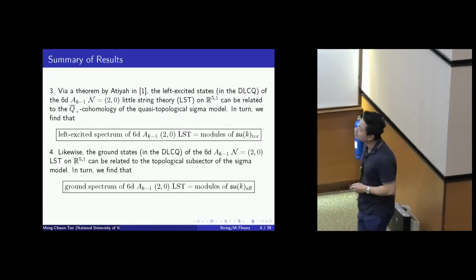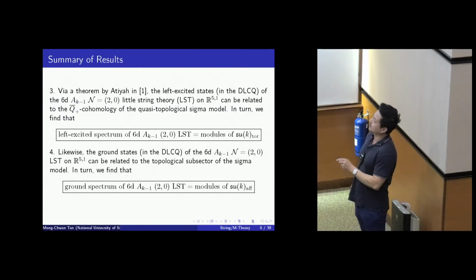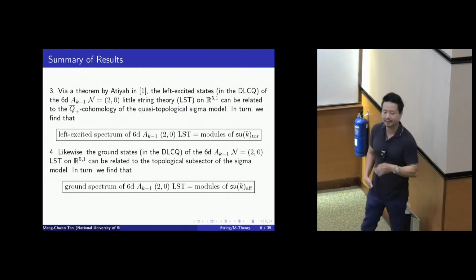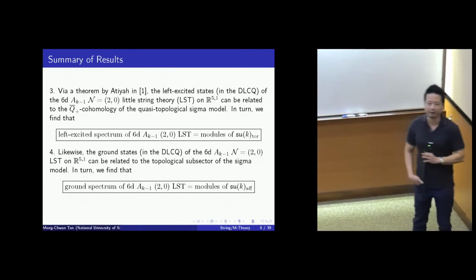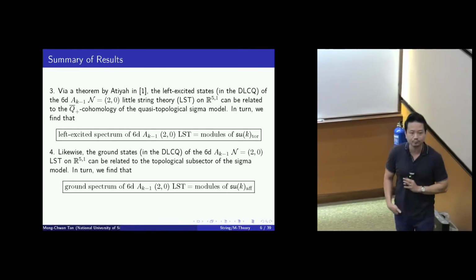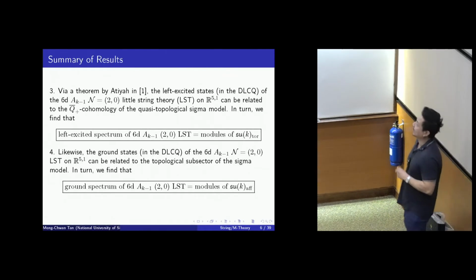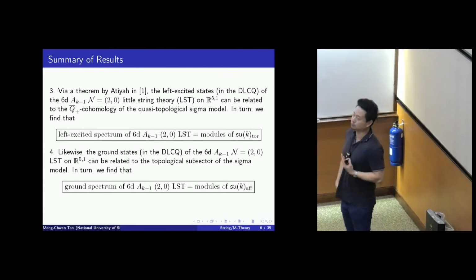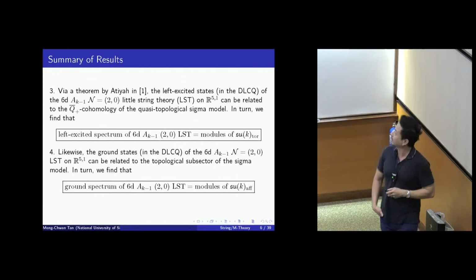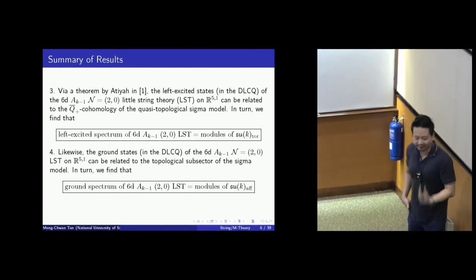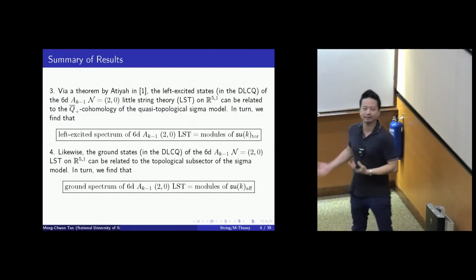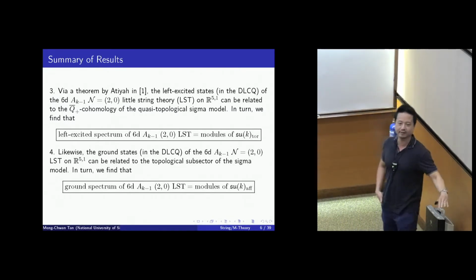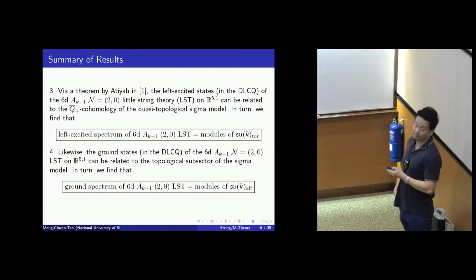So what you find is that the left excited spectrum of this little string theory is given by modules of the toroidal algebra. And likewise, the ground states of this little string theory will be given by the modules of the affine algebra. So there's almost like a one-to-one correspondence, right? Okay, so it's very, very neat, very elegant, and actually very straightforward.